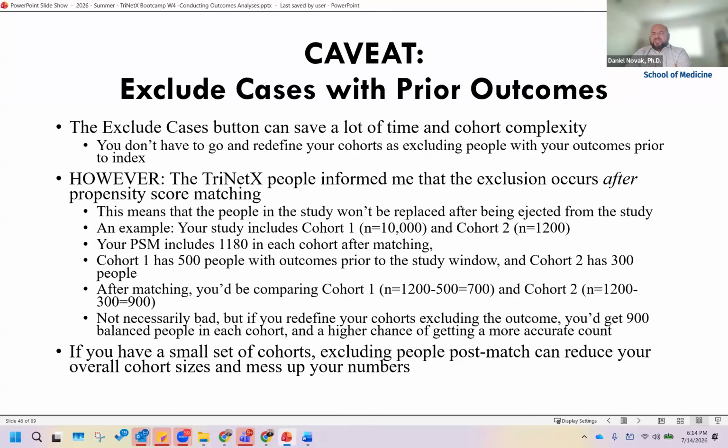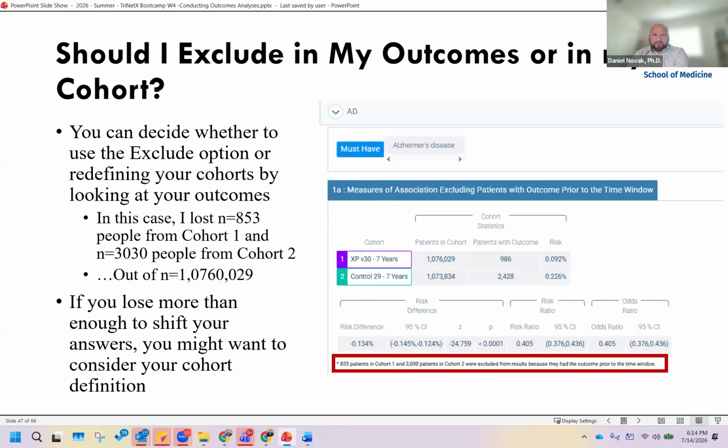One example would be like we looked at pregnant people with Huntington's disease in one study. And it's such a rare event that when we excluded people with outcomes prior to the window, we lost so many people that we really weren't able to conduct a good quality analysis. So we had to go back and define our cohort as people with Huntington's and who are pregnant and also did not have these following characteristics that are the outcomes we were looking at.